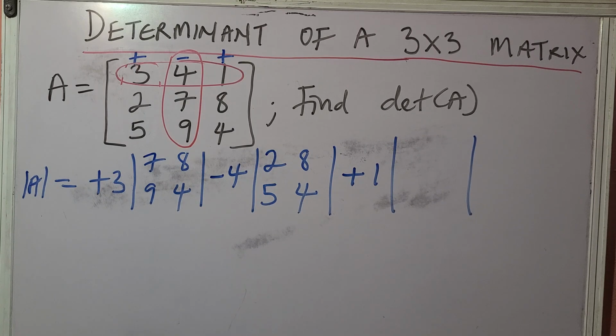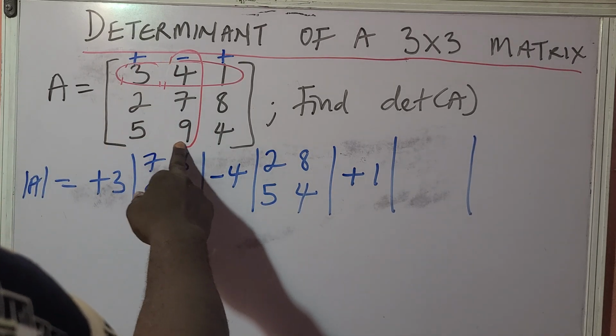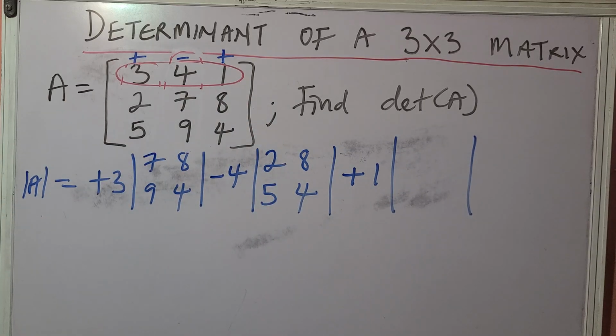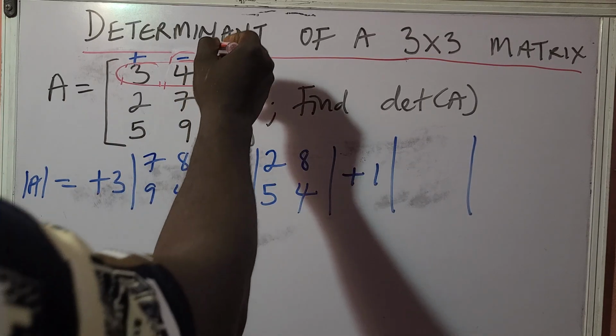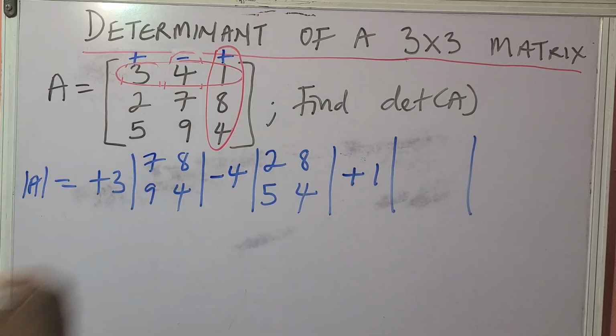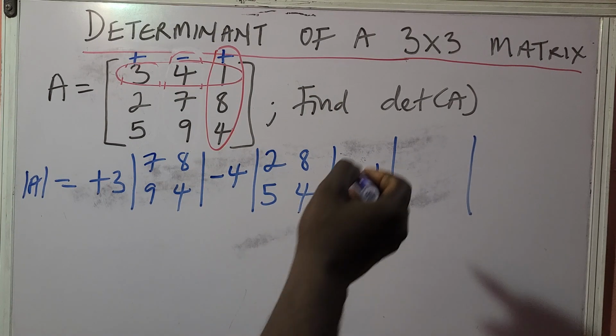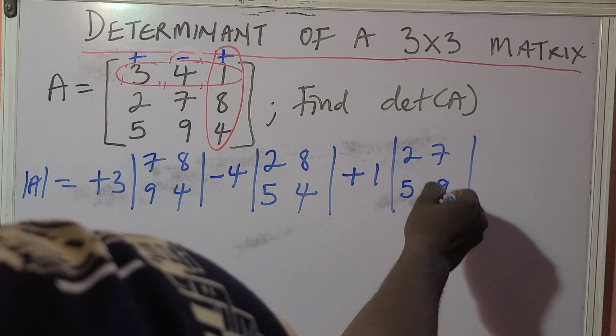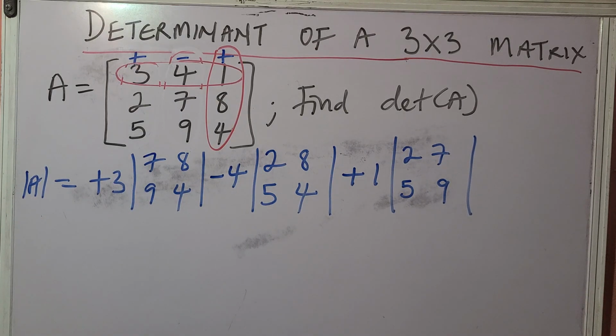Then the last one, plus 1, will be shutting down row 1 and column 3. So we'll be left with 2, 7, 5, 9. So this is our 2 by 2 matrix.